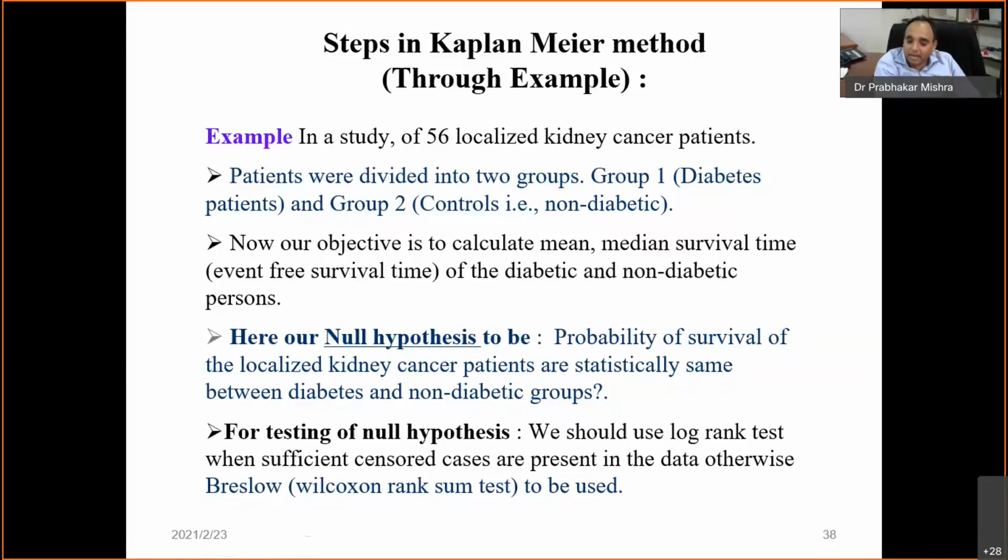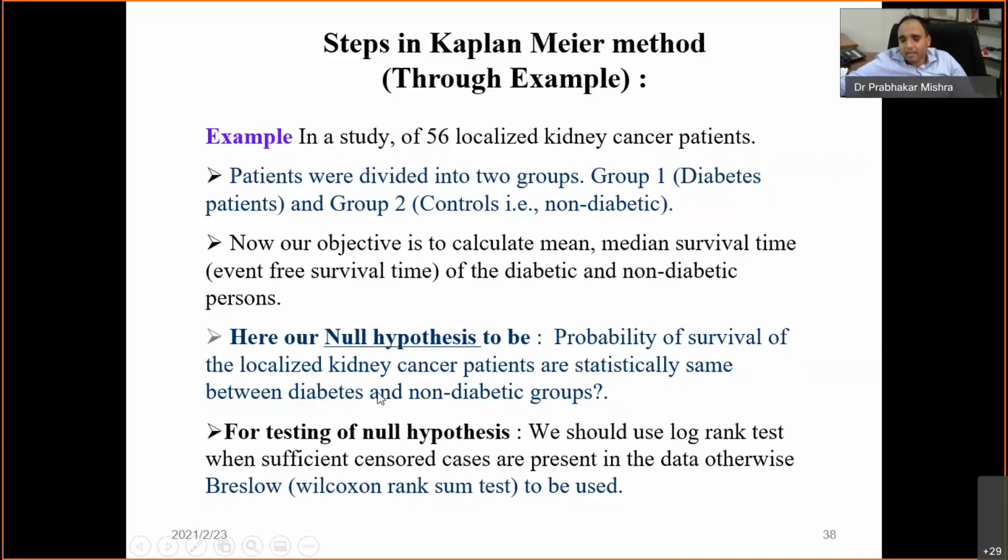In survival analysis, our objective is to compare the survival time between two groups, like in this example, diabetic and non-diabetic persons. So the null hypothesis is that there is no statistically significant difference in survival time, or you can say that the probability of survival of the localized kidney cancer patients is statistically the same between diabetic and non-diabetic persons.